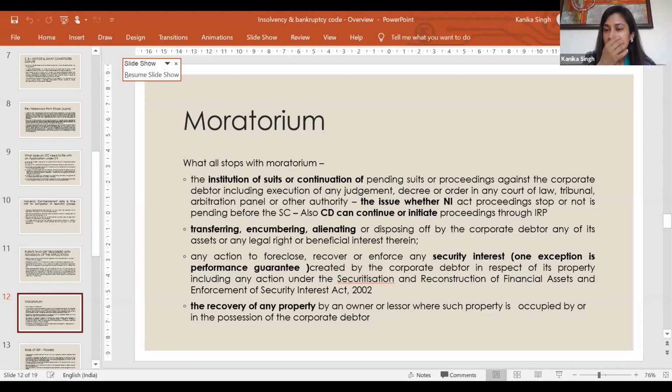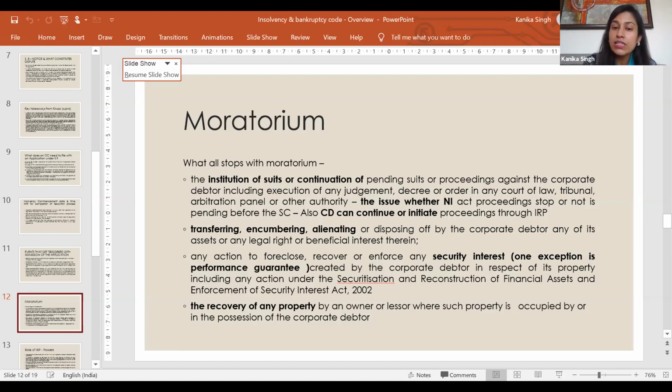Another part of this is, while you can't take anything against the corporate debtor, the corporate debtor can continue to initiate or continue proceedings through the IRP even after the moratorium. That does not affect him. The second thing that happens with a moratorium is that no interest with regards to the assets of the company can be created. You can't transfer, alienate, or sell any assets of the corporate debtor.